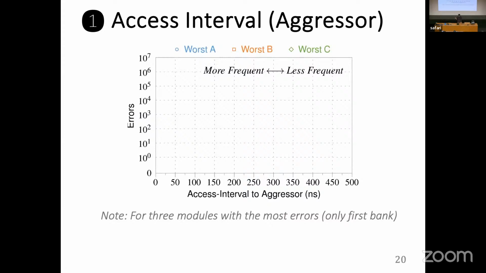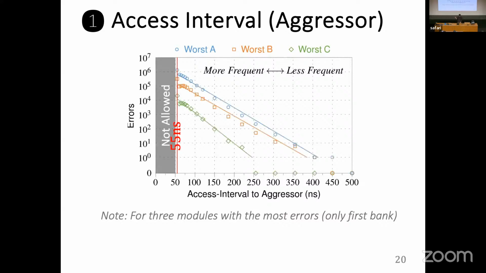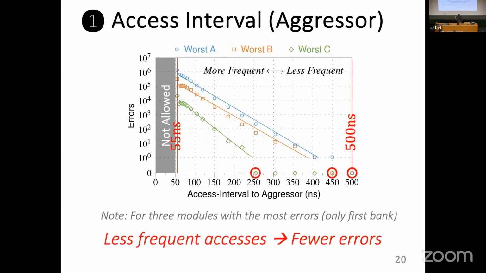The paper also investigates, as someone mentioned before, the toggling rate. On the x-axis, we have the access interval to the aggressor. This is essentially the toggling rate, how long you wait between activations, and the y-axis is the errors. And we clearly see that with the smallest interval, or the highest toggling rate, in other words the highest activation frequency, you have the most errors.